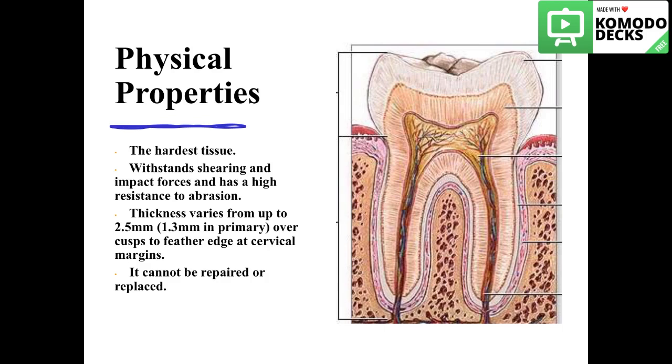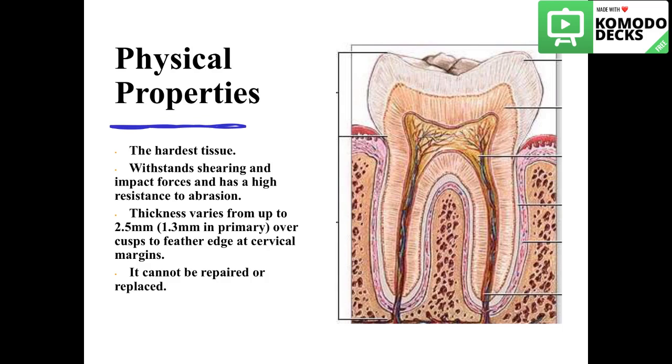Enamel, which is the hardest tissue in the whole body, is the hard tissue that covers the tooth and can be seen in the oral cavity. This tissue withstands shearing forces. Shearing forces are two forces that work in different or opposite directions. Also, it withstands impact forces, like the force that happens during occlusion. It has high resistance to abrasion. Abrasion means loss of tooth structure because of friction with a hard object other than other teeth.